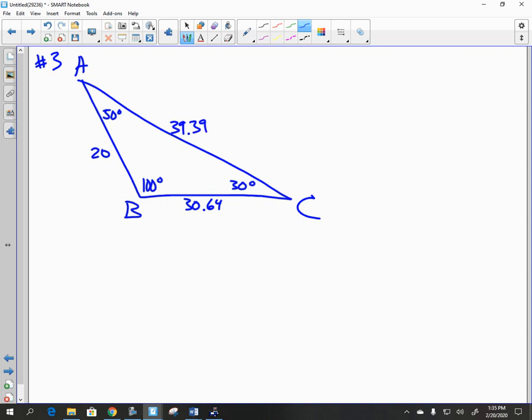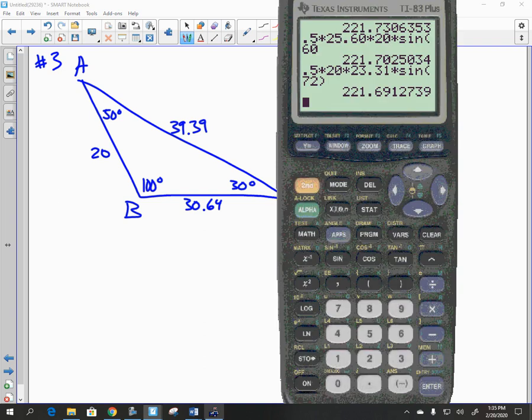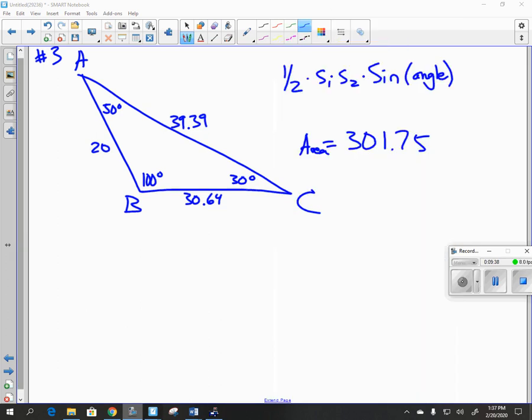Hey guys, I'm not going to tell you now. Everybody, you just simply do this. You pick 2 sides and the included angle. So it's just 1/2 times one side times another side times the sine of whatever angle sits between those 2 sides. That's all you do. So I don't care which ones you pick. You just need 2 sides and the sine of the included angle. Go, see what you come up with. Did you come up with about 301.75?